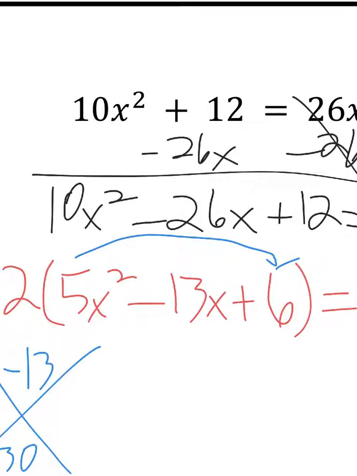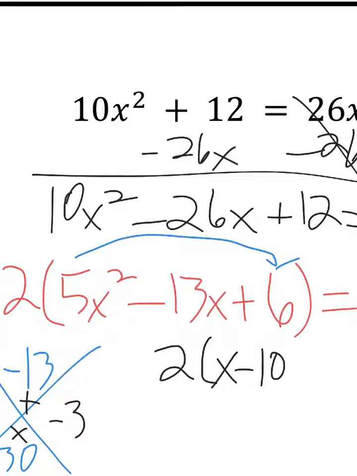So what multiplies to get 30 and adds to get negative 13? Well, that'll be 10 and 3, and they're both negative. It's tempting to say 15 and negative 2, but that multiplies to get a negative 30 and not a positive 30, so you need two negative factors here. So I'm going to say 2 times x minus 10 times x minus 3 equals 0. Okay.